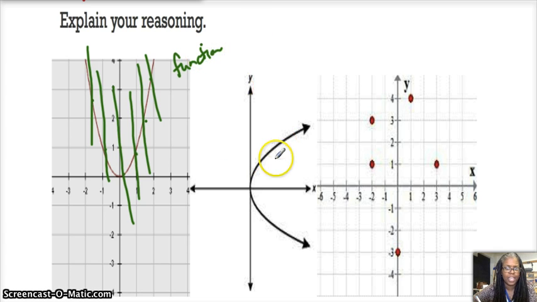I'm going to do the same thing. This is kind of a parabola laying on its side, in a sense, or a parabola with the x and y interchanged. We can talk about that at another time.